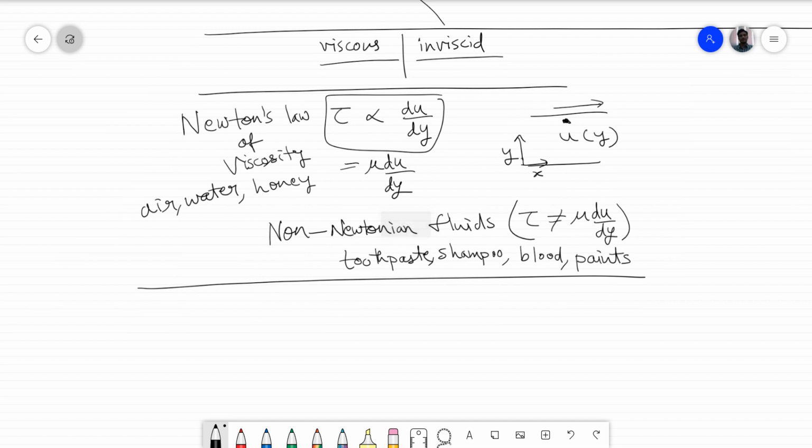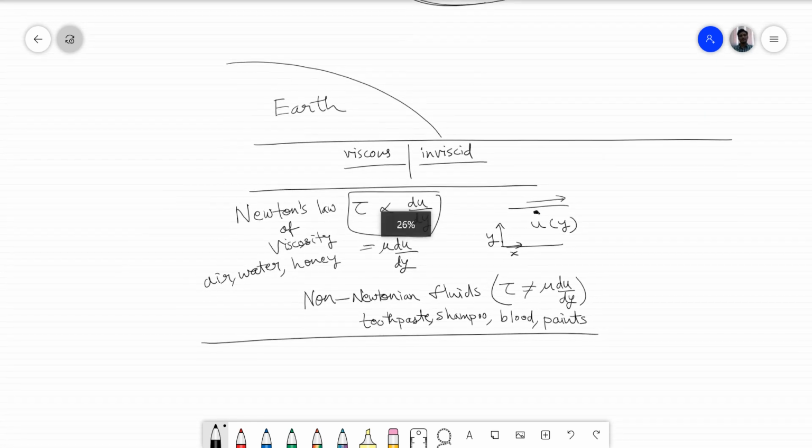So this is all for today. We'll see the equations of fluid mechanics in the next class. Some more fluid mechanics, then we'll start with how to solve the equations governing fluid mechanics. Thank you.